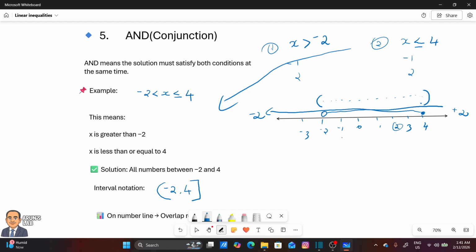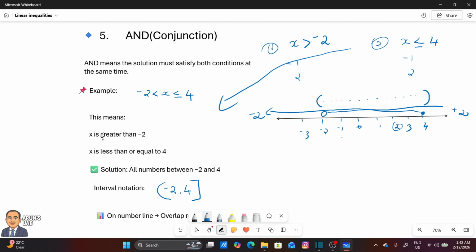So in this region, we are taking the values of x only in this region. So we need to consider only the common area, I mean the overlapping region. That's how we combine these two linear inequality equations using an AND conjunction. This means, see this equation, minus 2 less than x less than or equal to 4. That means x lies between minus 2 and 4.